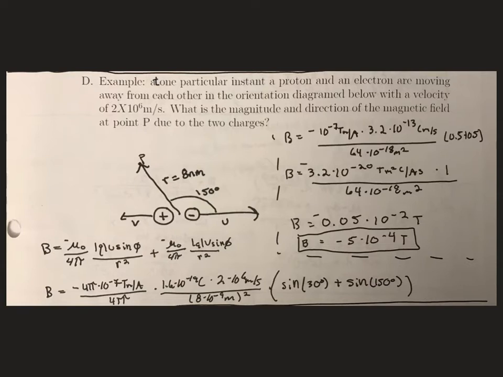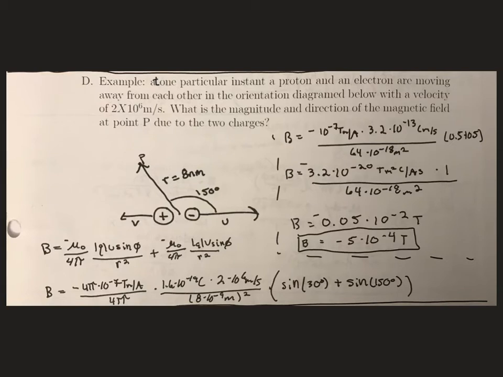For the negative charge, I'm going to point my thumb to the right, because the V is to the right, and I'm going to copy the negative charge, and it looks like my fingers are going to come out of the page, but because it's a negative charge, I have to do the opposite, so I'm going to flip my hand around, and my fingers are going to go into the page, which is also negative. So both terms are going to be negative.